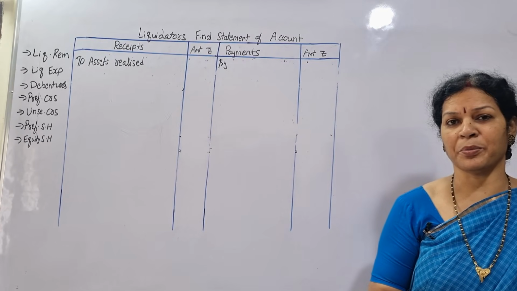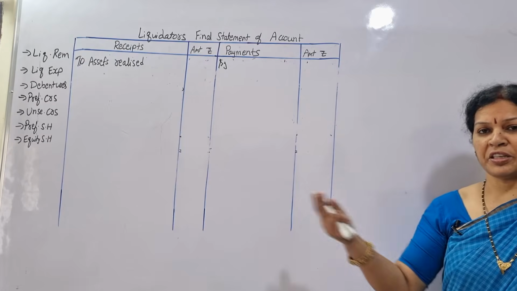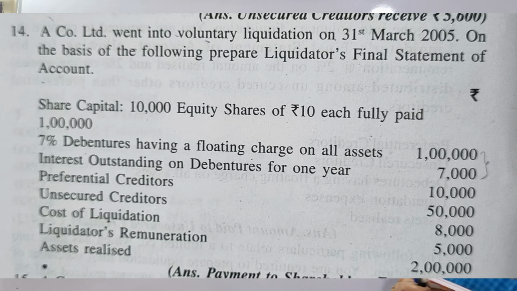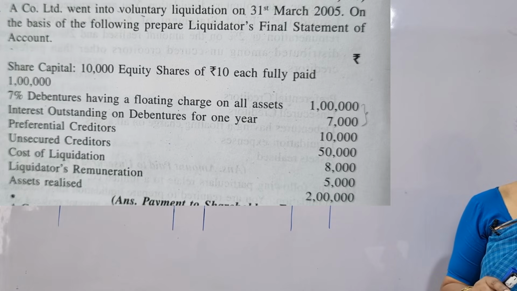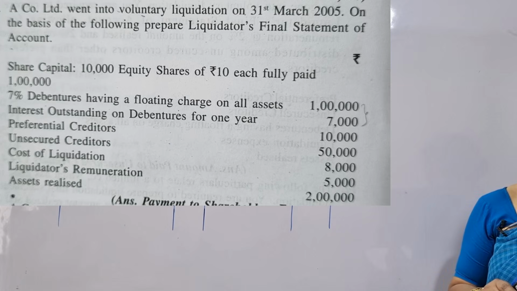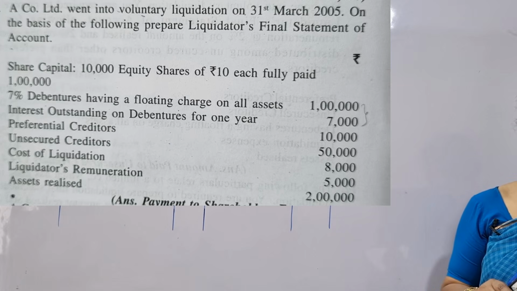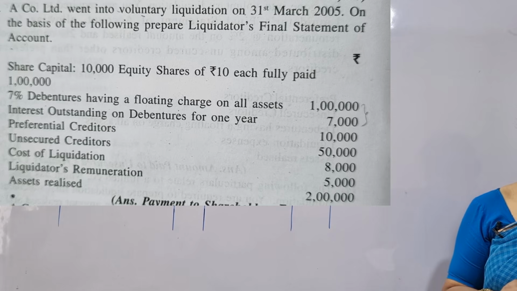Now we will see another problem. The second problem is given on the desktop. Let me read the problem first. Have you copied? The problem is: A Company Limited went into voluntary liquidation on 31st March 2005. On the basis of the following, prepare the liquidator's final statement of account.